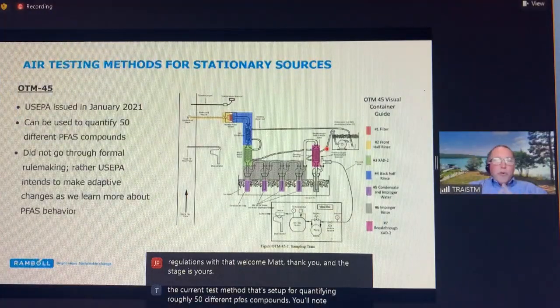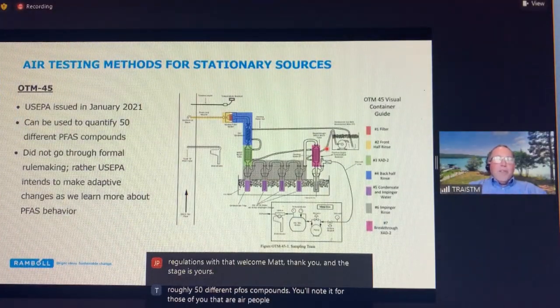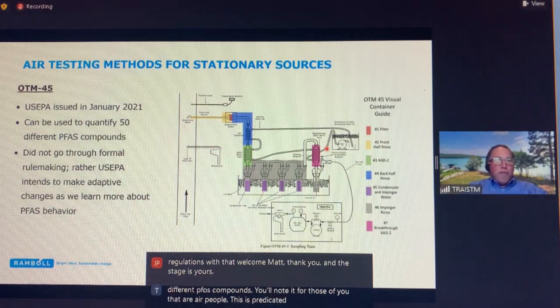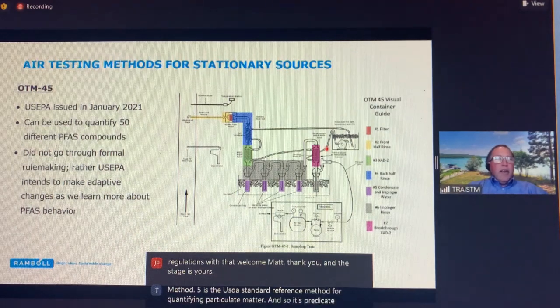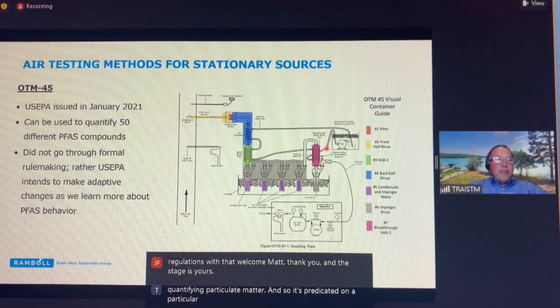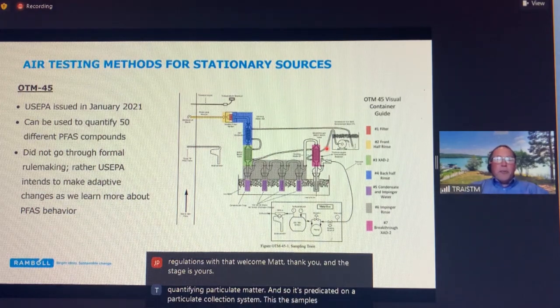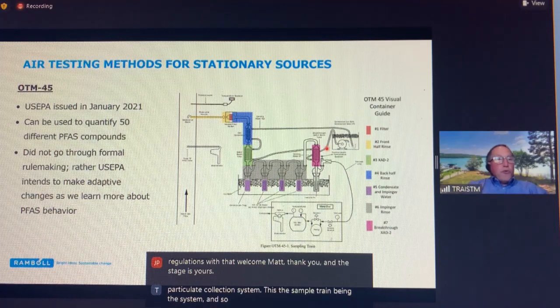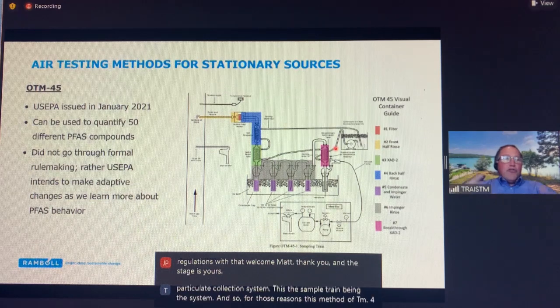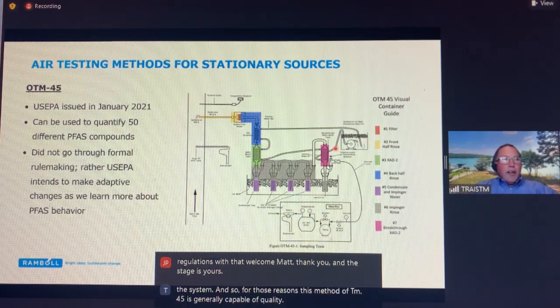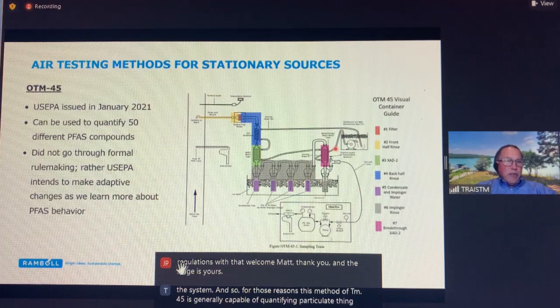You'll note, for those of you that are air people, this is predicated on a modified Method 5. Method 5 is the US EPA standard reference method for quantifying particulate matter. And so it's predicated on a particulate collection system, this sample train being the system. And so for those reasons, this method, OTM45, is generally capable of quantifying particulate phase emissions.